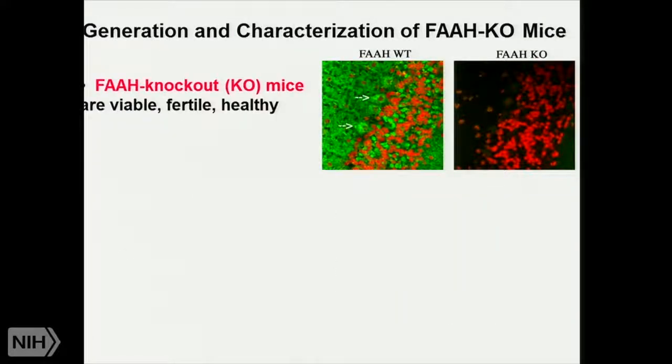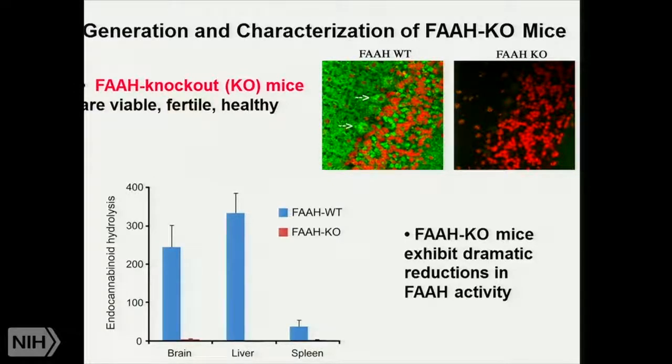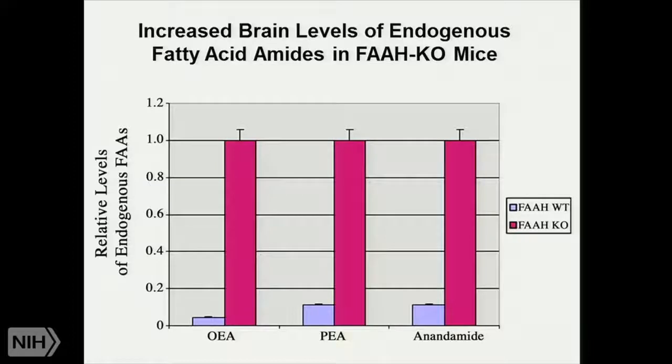And those animals were created. They grow up, they're viable, they're fertile, they're healthy. They really show no overt alterations in their cage behavior or function. But when you look in the nervous system of these animals, you see that they have highly reduced hydrolytic activity for the endocannabinoid anandamide, and highly elevated concentrations of anandamide and other fatty acid amides.